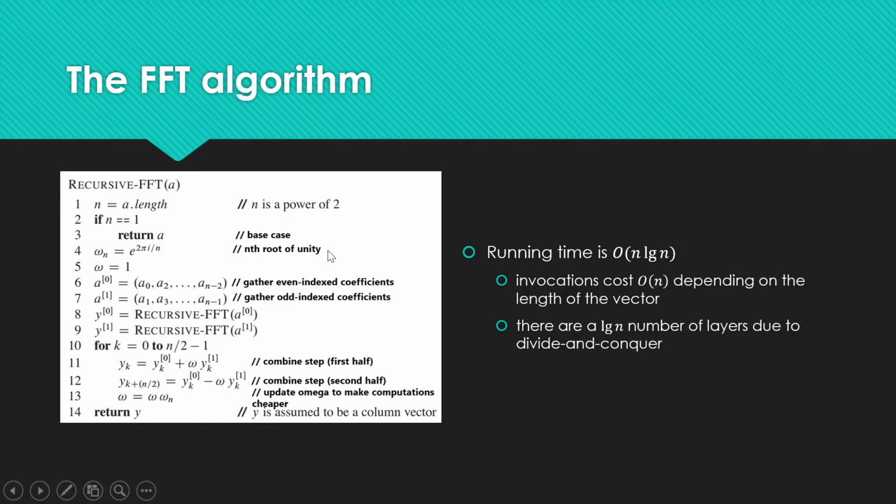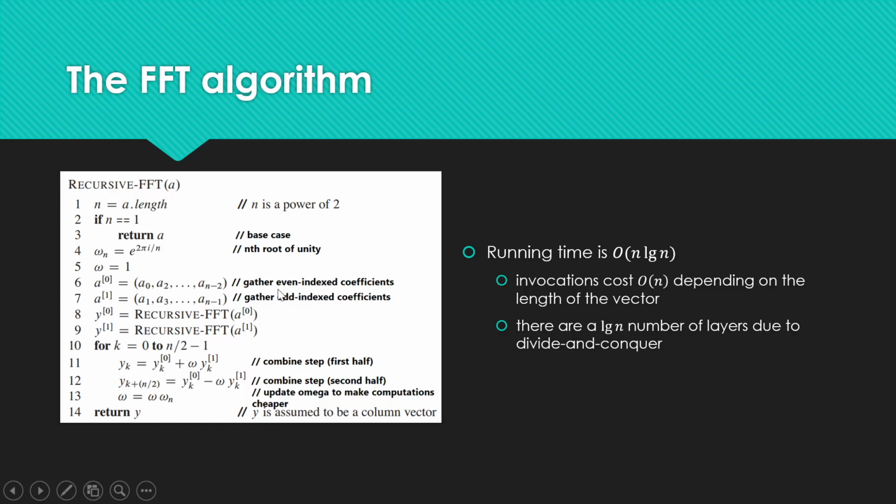This is taken from our reference, but I added some comments as annotation. So this is recursive, so you have to have a base case, otherwise it runs into an infinite loop. Line 4 represents the computation of the nth roots of unity.